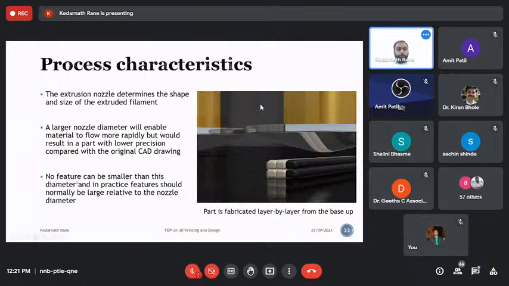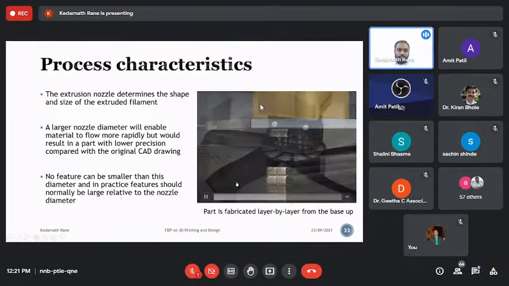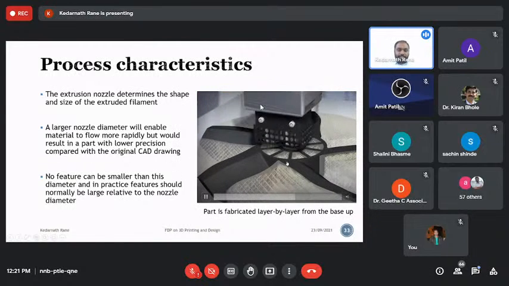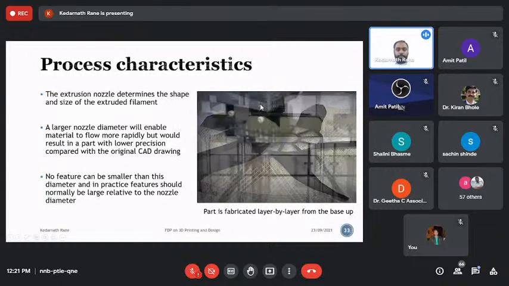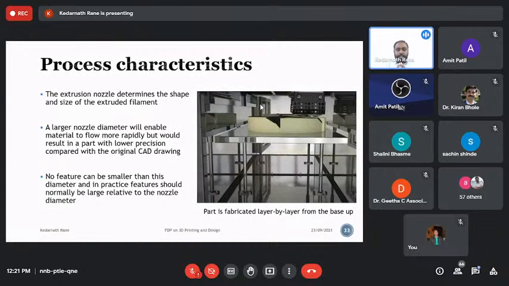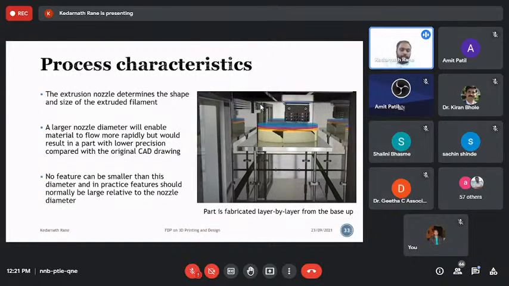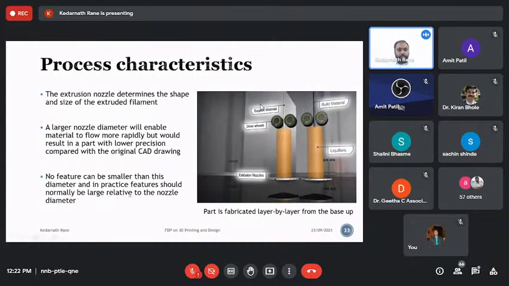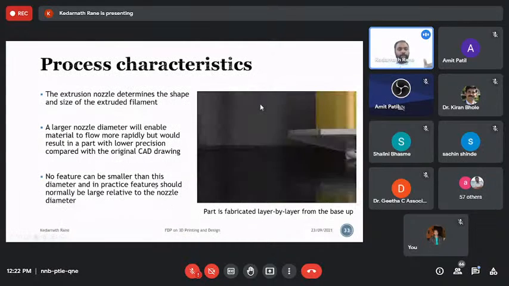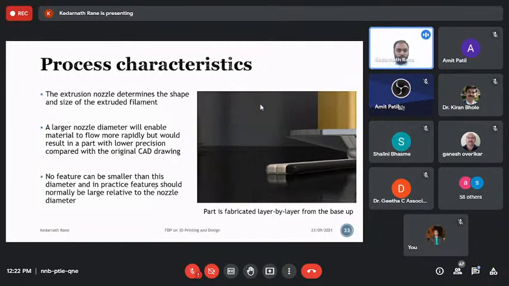Then, when it comes to the deposited rod, the feature size should not be less than the diameter of the nozzle, because ultimately there is a kind of squeezing action taking place between the nozzle and the platform. That's why you should consider the feature size in between the nozzle diameter and the extrusion volume of the material.